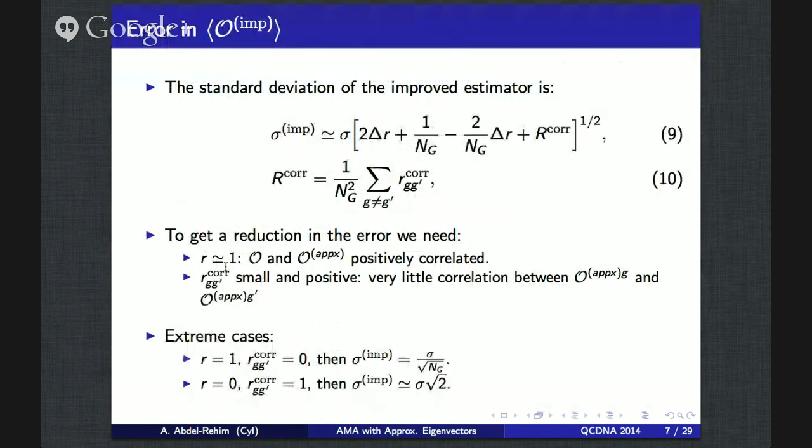No, delta R close to 0, R close to 1. Delta R is just R minus 1. Okay, means your approximate operator that you have built and your original operator are very close. They are very close to each other. This approximation is not just nonsense. It's something that's really close to your original thing.